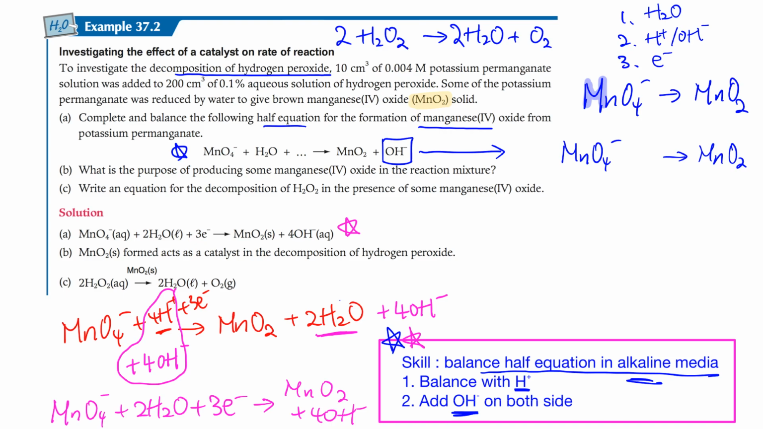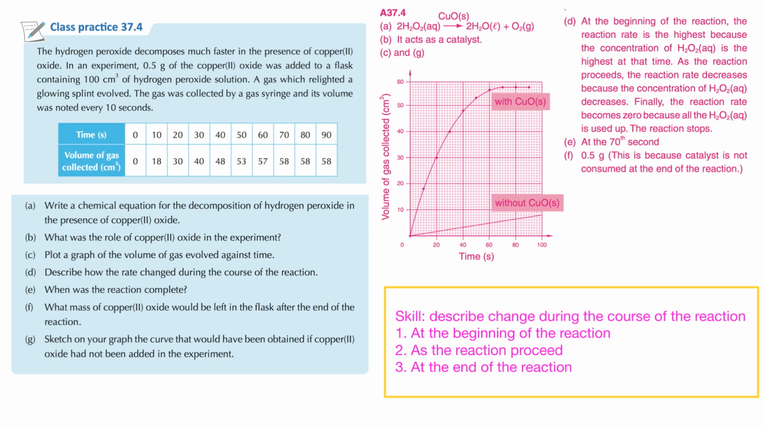B, what is the purpose of producing manganese(IV) oxide? Like what we've said before, it acts as a catalyst. Remember, don't give the single word catalyst. You have to say it acts as a catalyst. It behaves like a catalyst. So the function of it is to increase the rate of reaction, or increase the rate of decomposition of hydrogen peroxide. So write an equation for the decomposition of hydrogen peroxide. This is a very typical equation, so bear in mind. If I want to include the catalyst as well, I will write it right above the arrow. These equations are very important. Please remember it.